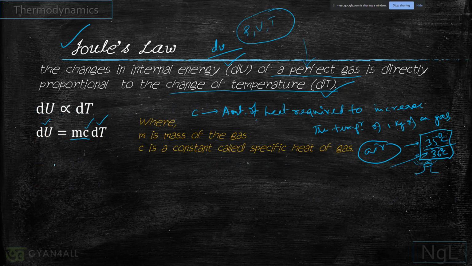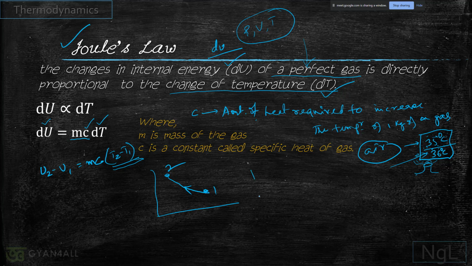So this equation we can also write as U2 minus U1, that means the change in internal energy, equal to mc (T2 minus T1). That means, for a gas, if the temperature is increased from T1 to T2, where 1 is the initial state and 2 is the final state, the change in temperature is T2 minus T1. So the internal energy will increase.